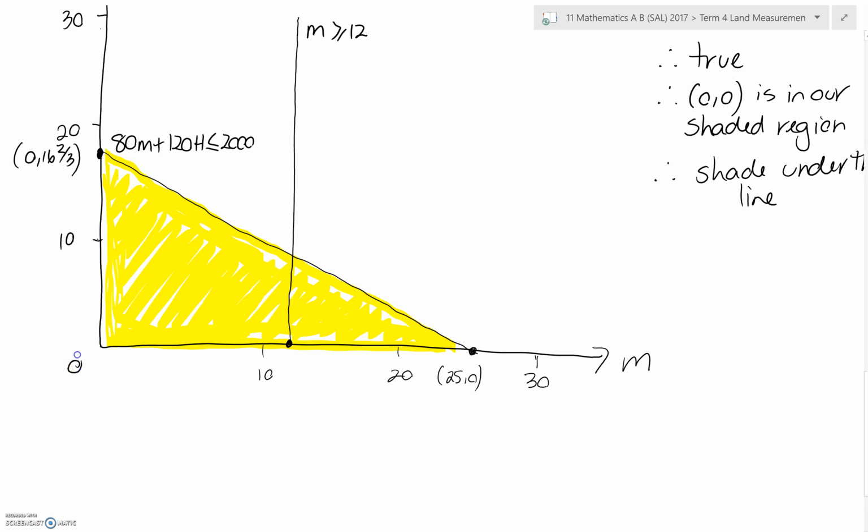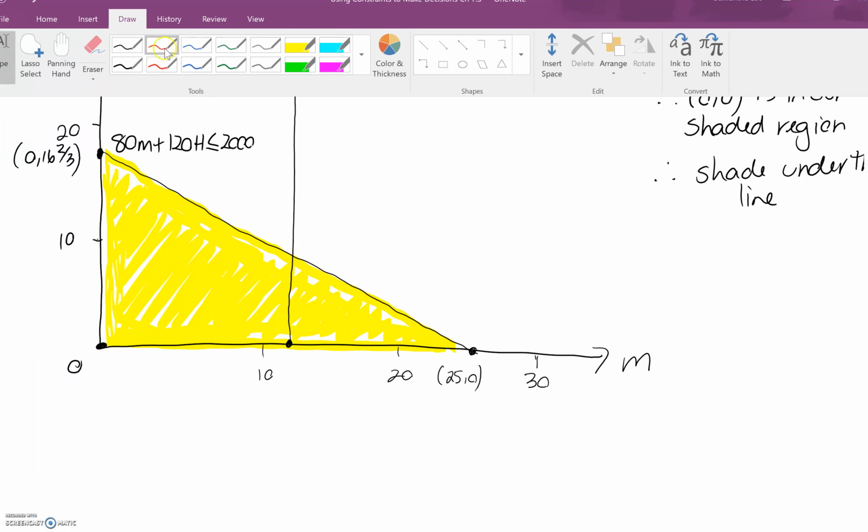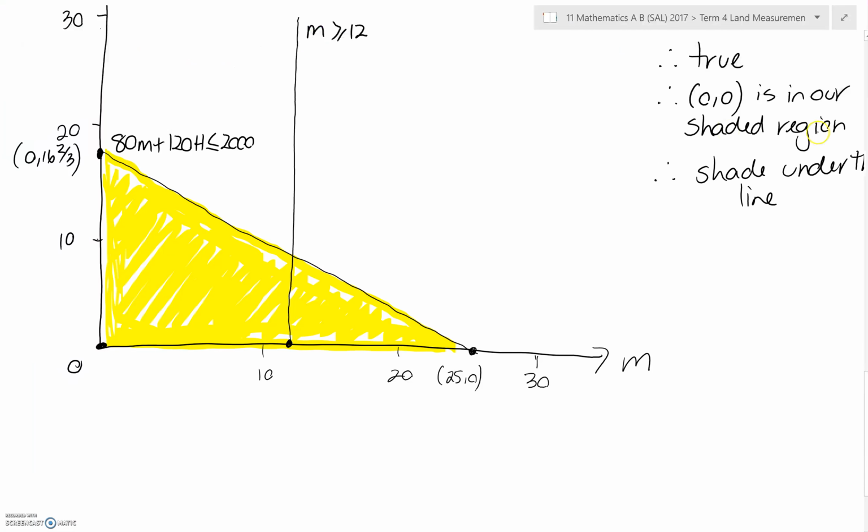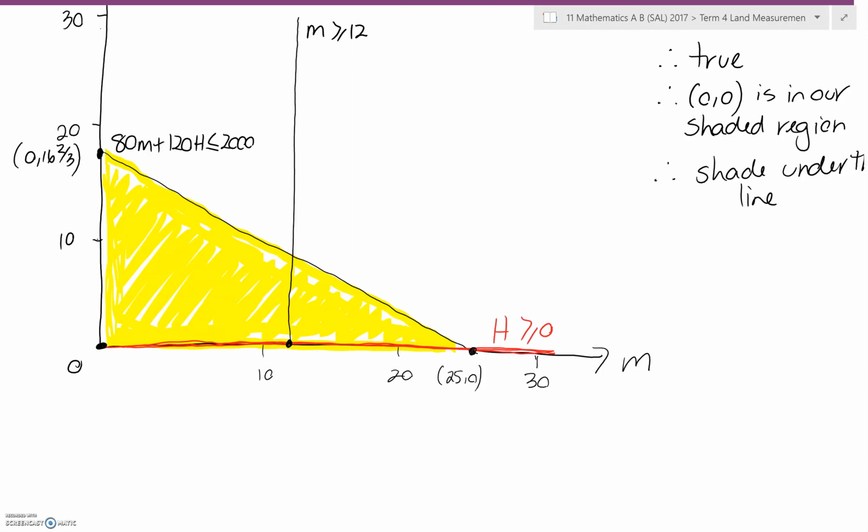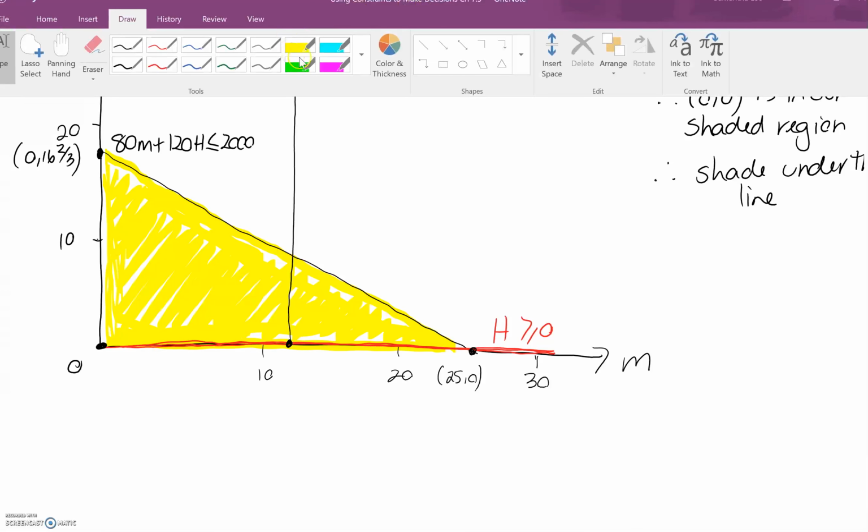The next one, h is greater than or equal to 0, is similar. So we find h, which is 0, and in this case, and I'm going to change the color here, the line that we want is actually going to go along our m-axis. So it doesn't actually cut the m-axis, it just follows the m-axis. So this is going to be h is greater than or equal to 0. And again, we don't want lines that cross our axes in any way.